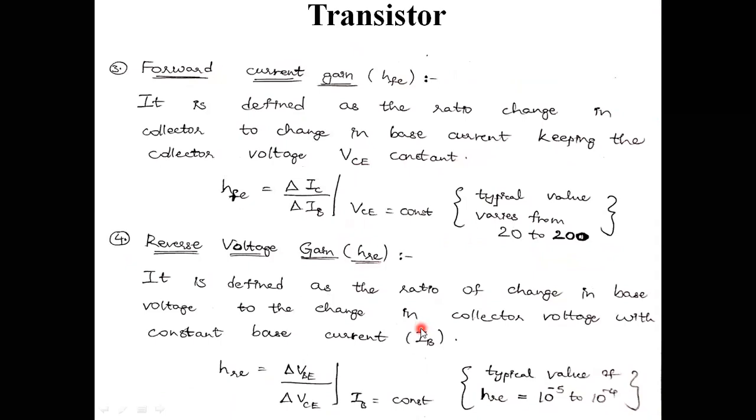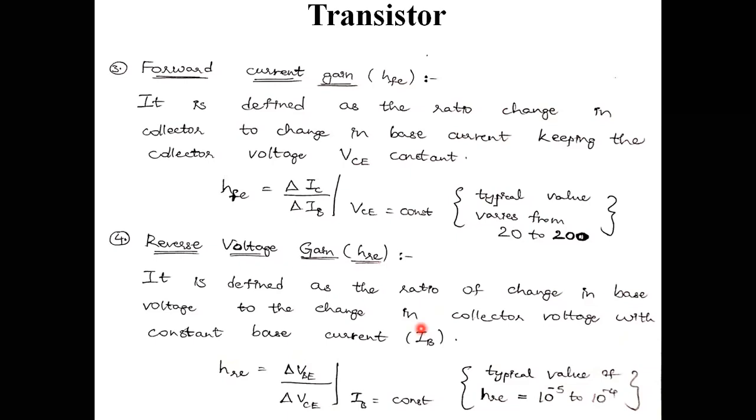Thereafter, forward current gain HFE. Forward means the natural process, that means output by input. Forward voltage gain means in terms of voltage, forward current gain means in terms of current, forward power gain means in terms of power. In these three parameters, since it is forward, we normally take output by input. If it were reverse, say reverse voltage gain, then we take input voltage by output voltage.